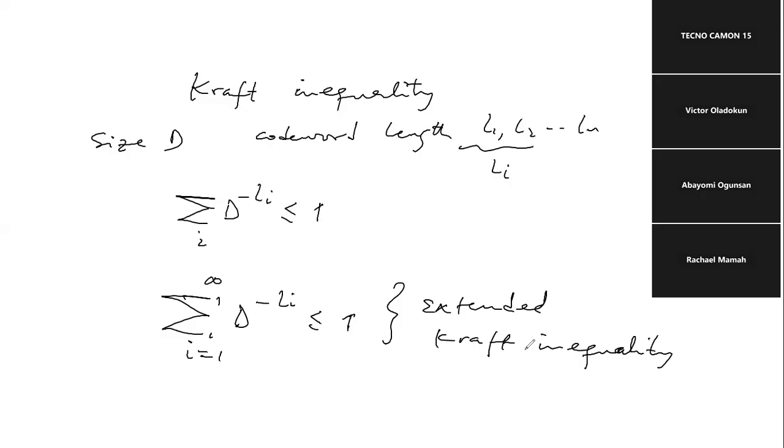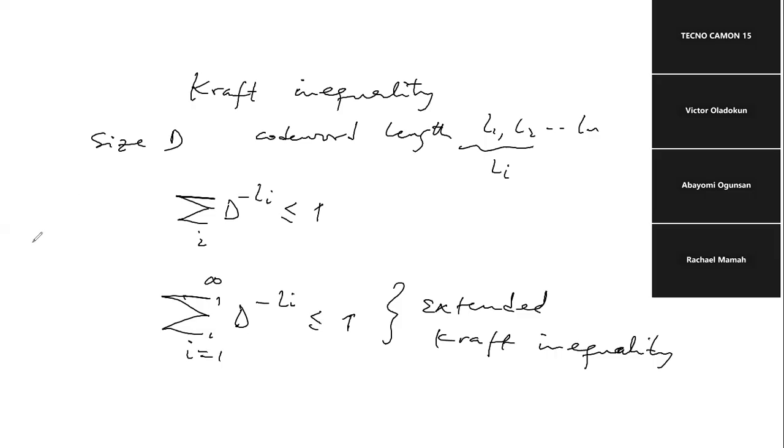So we're not saying that the code is sufficiently large as it extends to infinity. It also states that for any countably infinite set of code words that form a prefix code, the code word lengths must satisfy the extended Kraft inequality. And conversely, if we are given code word lengths L sub i satisfying the extended Kraft inequality, we can construct a prefix code with these code word lengths.